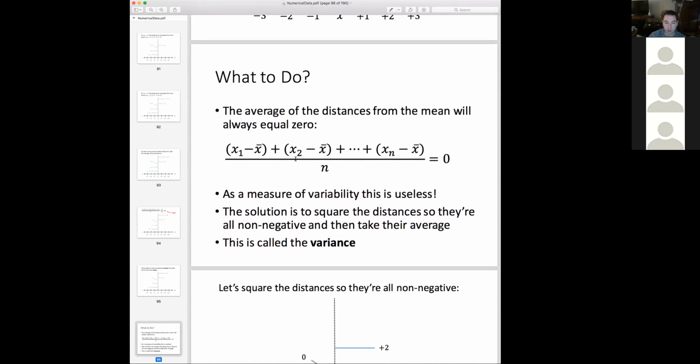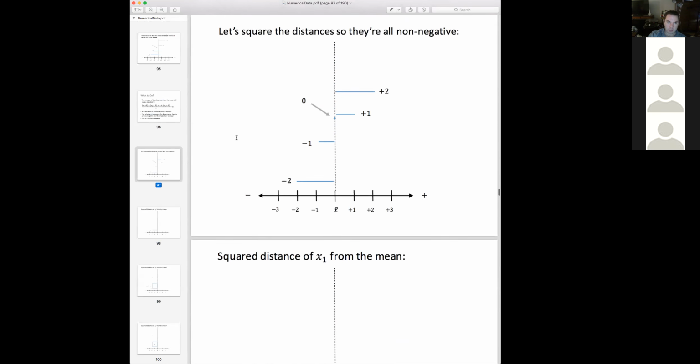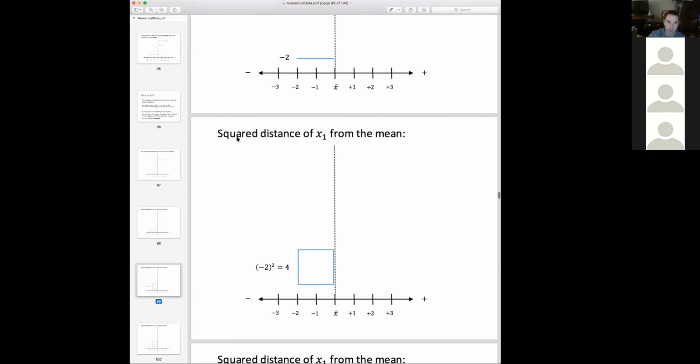The solution is to square the differences so they're all non-negative and then take their average. And this is what's called the variance. So the variance is representative of the spread of your data. The way we calculate it is we take the difference of each sample from the mean, square the distances so they're non-negative, and divide by the sample size in order to get the variance. That's shown here, how that works.